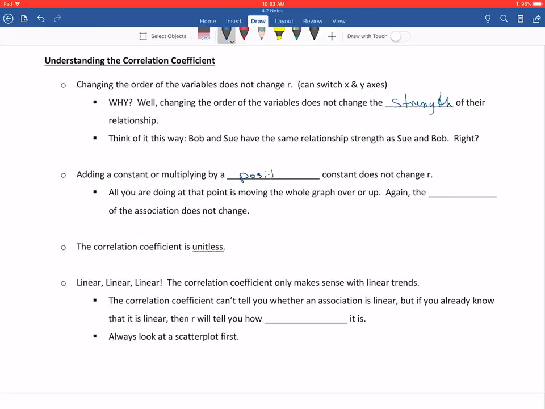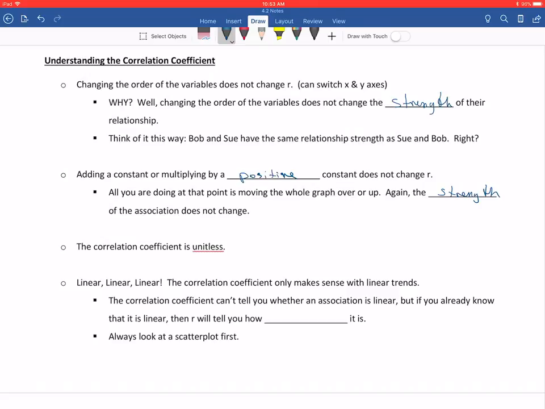You can also add a constant or multiply by a positive constant, and that will not change r. All you're doing at that point is moving the entire graph over or up. Again, the strength will not change. Something else about the correlation coefficient is that it's unitless. It does not have a unit measurement. It's just a number between -1 and +1.